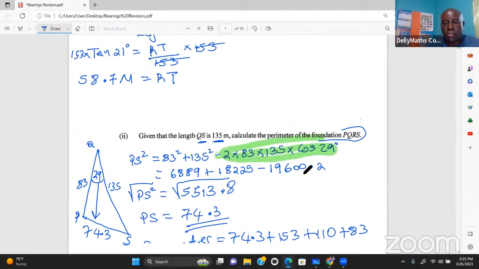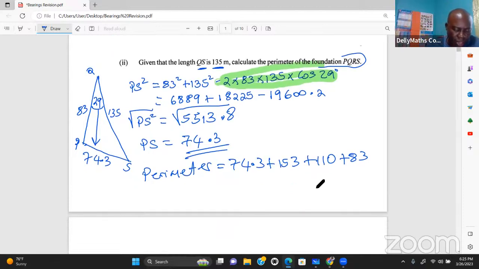All right, so we put those together and our final answer will be 74.3 plus 153 plus 110 plus 83. And we're looking at 420.3, and I believe it is in meters. And that's the perimeter right there. All right, so as we go, we take our time, making sure that we're not making any errors as we go through.